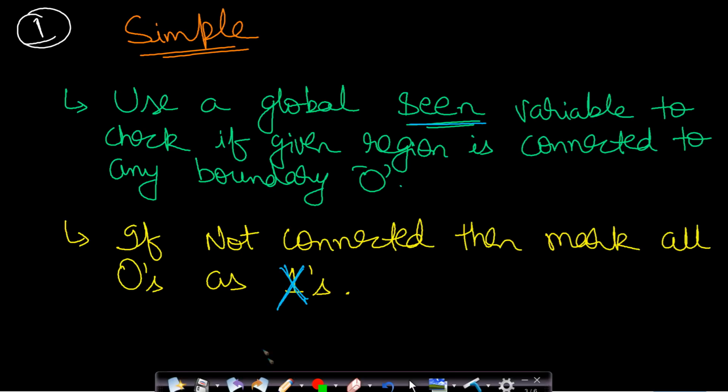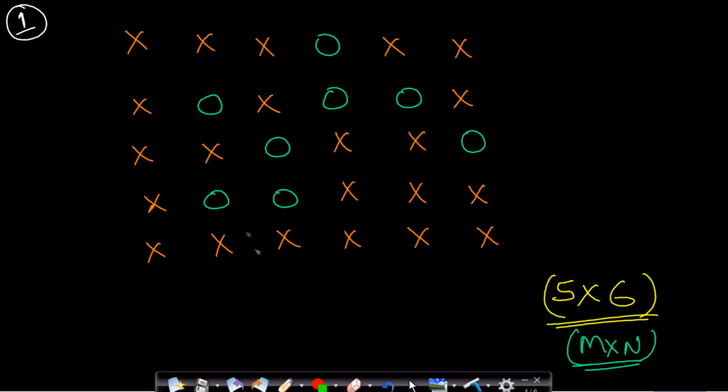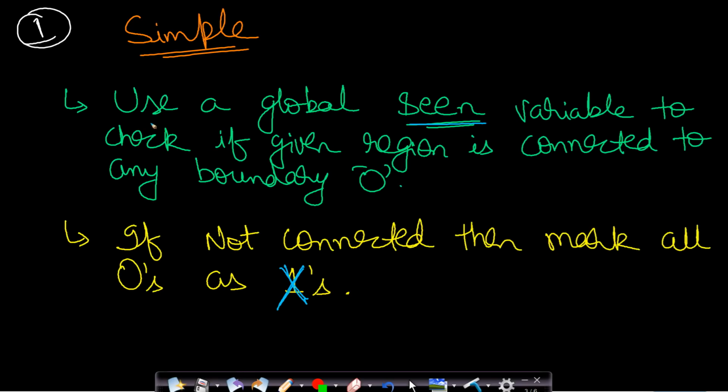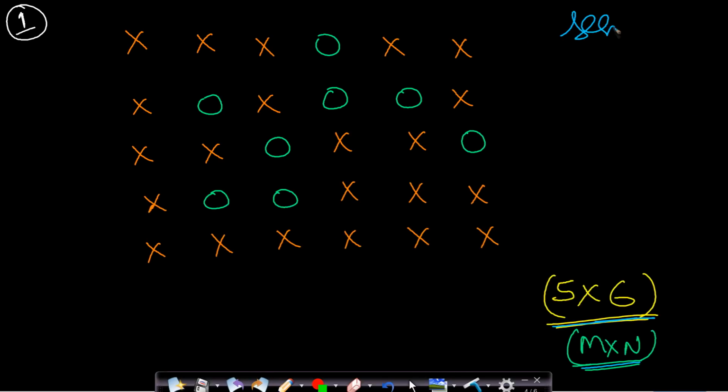So let us now look at an algorithm so that it will be more clear. Now in this example I have taken a 5 by 6 matrix which will be of size m by n. Now what was the algorithm? The first step was to use a global scene variable. So we will keep a global scene variable which will be false. At each call it will be made false.